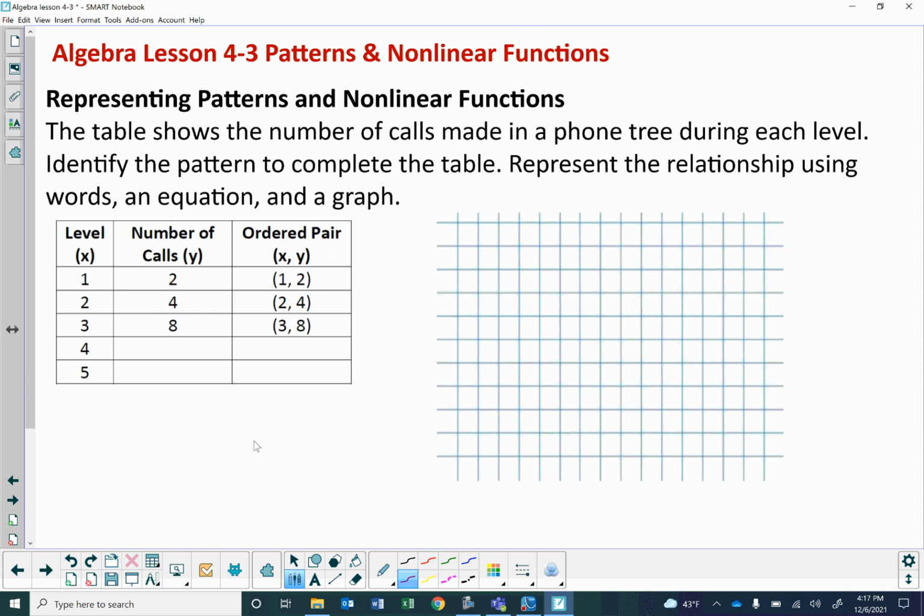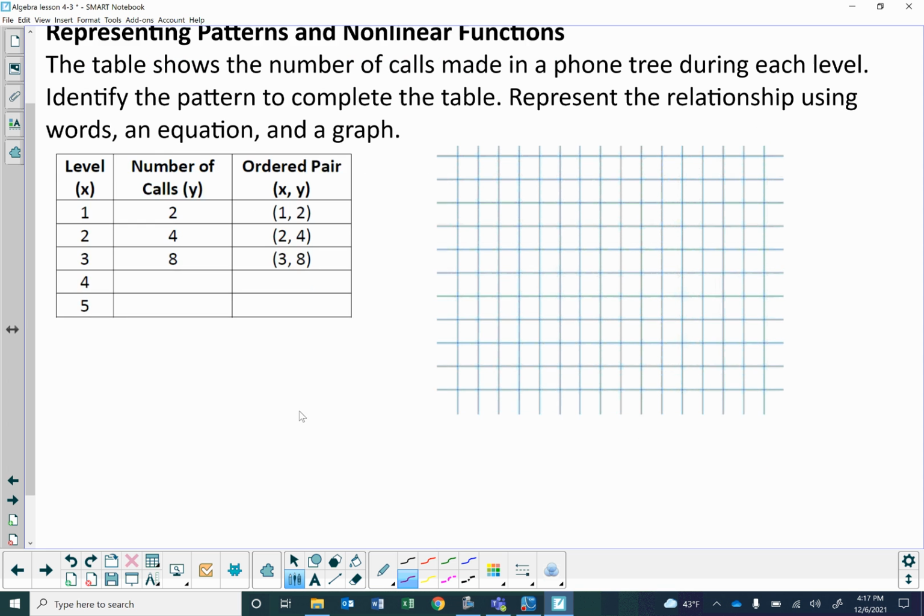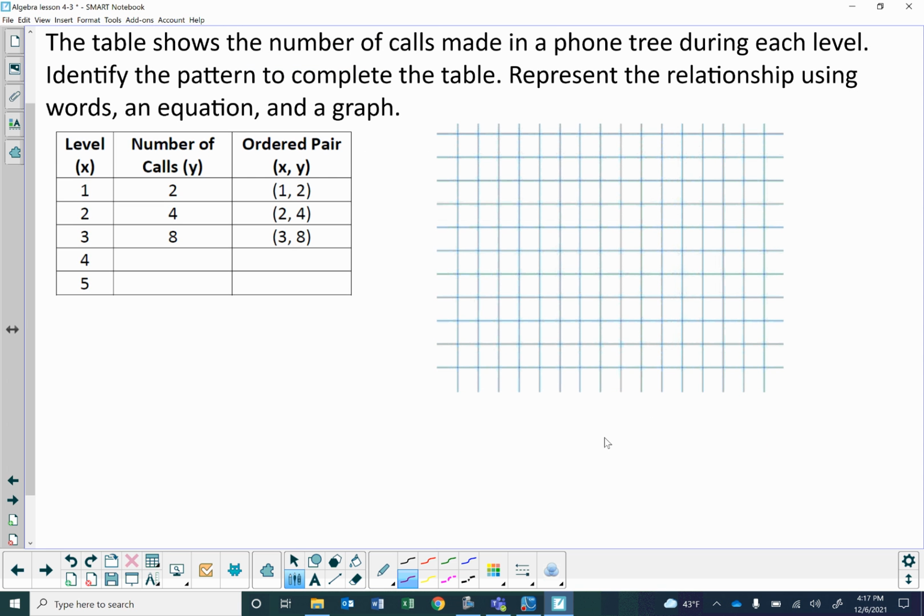Representing patterns in nonlinear functions. It says the table shows the number of calls made in a phone tree during each level. Identify the pattern to complete the table. Represent the relationship using words, an equation, and a graph. Okay, if you don't know what a phone tree is, it basically says this. Okay, here I am right here. I make a call to person A and person B.